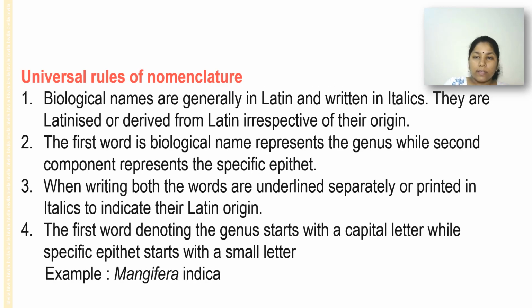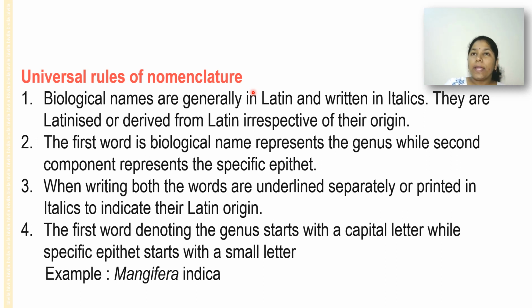And as I stated, there are certain universal rules that you have to follow while giving the scientific name. First one, you already told that there are two components in the name, the generic name and the species name, genus and species name, right. And another important point is that the scientific or biological names are generally in Latin, irrespective of their origin. They are Latinized or derived from the Latin irrespective of their origin.